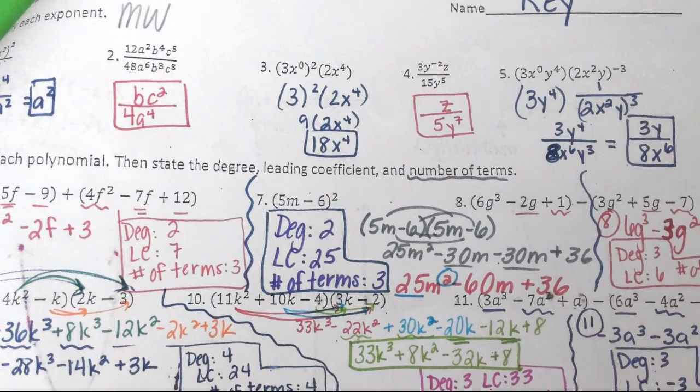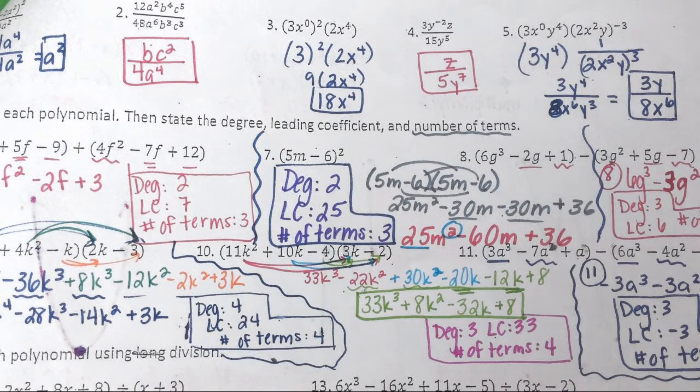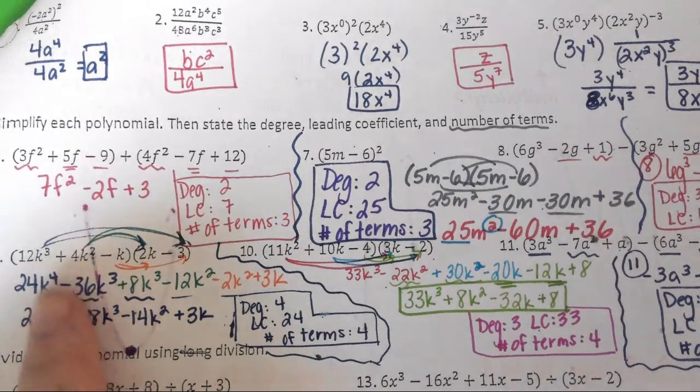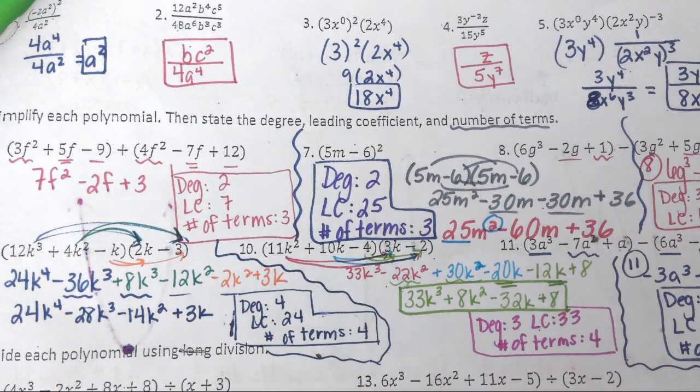6 through 11, there are problems on the test where you have to state the degree and leading coefficient. There are problems on the test where you have to actually simplify each polynomial. So you might have to add or distribute like on number 9. But there aren't any problems that are combo like this that require this much time. So that's the good news.